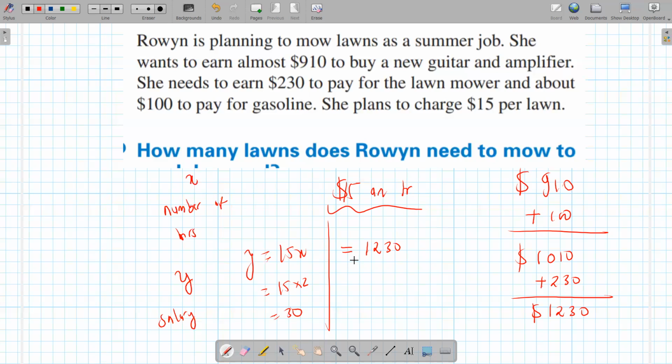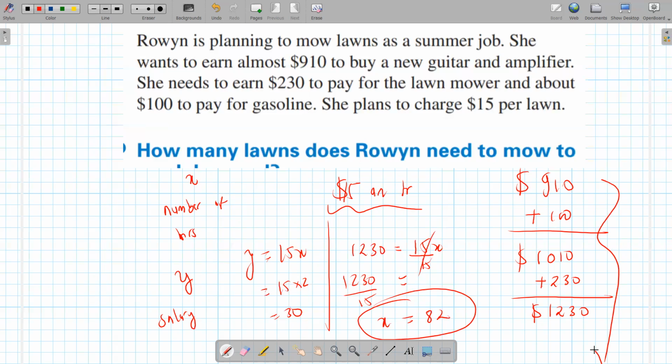Now what's the question asking us? The question is asking us, when Y is 1230, what is the X value? There we go. That's our equation. How do we solve this equation? Instead of multiplying, you divide. Yeah, exactly. You divide both sides by 15. So this cancels out. So you have 1230 over 15. 1230 divided by 15, the answer is 82. So X is 82. She'd have to work 82 hours to afford all this.